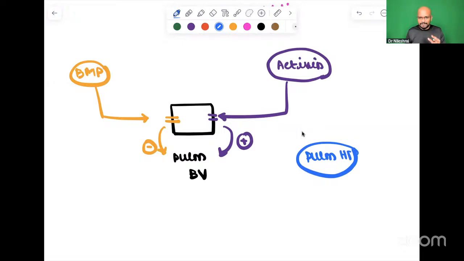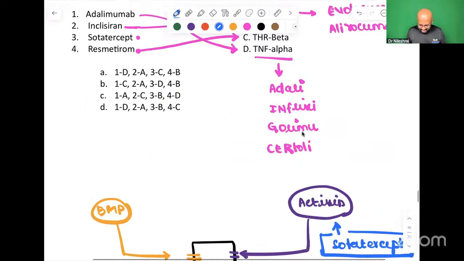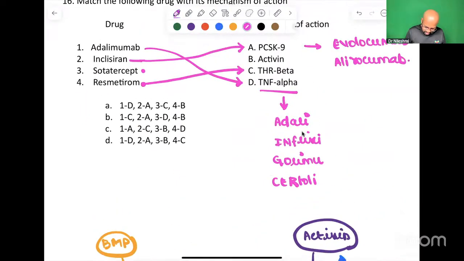So sotatercept. If a drug name contains cept, it is a receptor fusion protein. So we have designed a drug which will bind with activin, and that is sotatercept. When I inhibit that, that will prevent the proliferation of pulmonary blood vessels, thereby it can be used for pulmonary hypertension. So sotatercept is a drug which binds with activin molecules. It is targeting activin. Good.